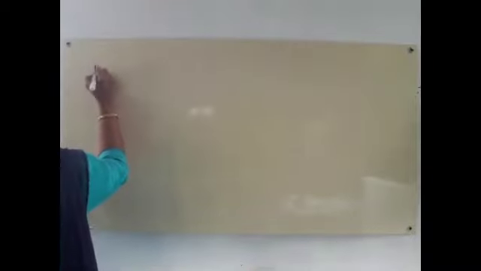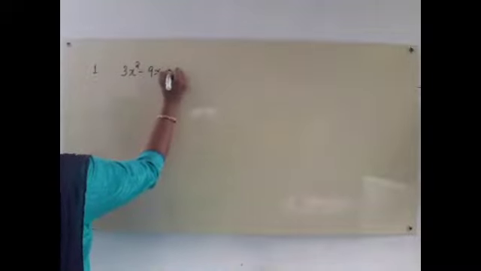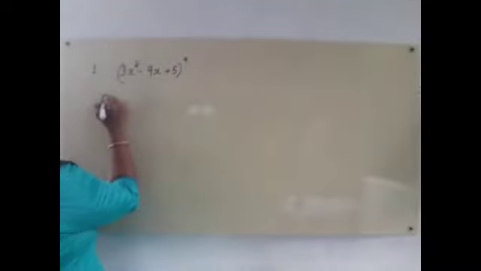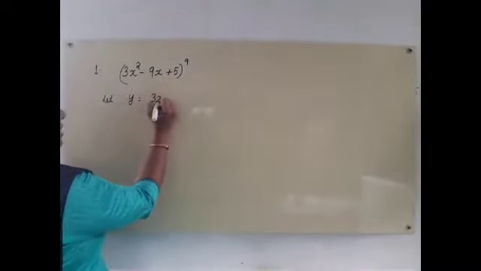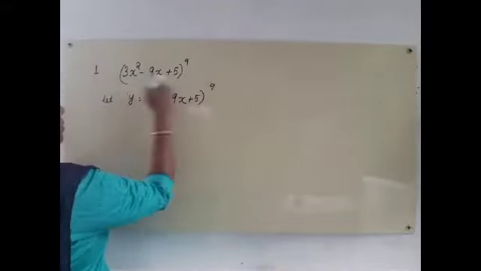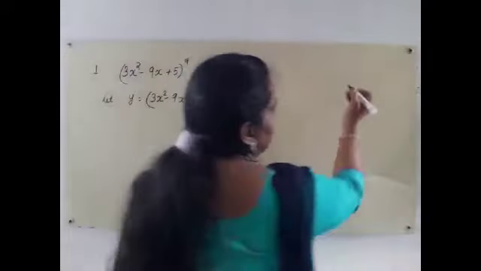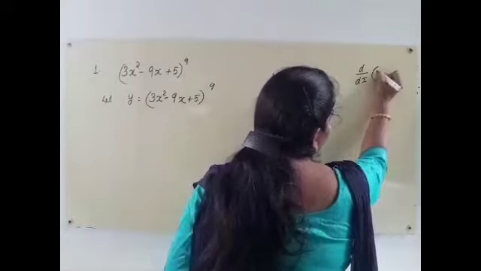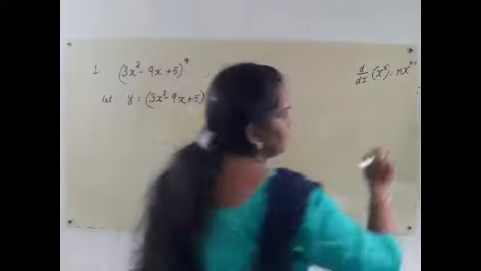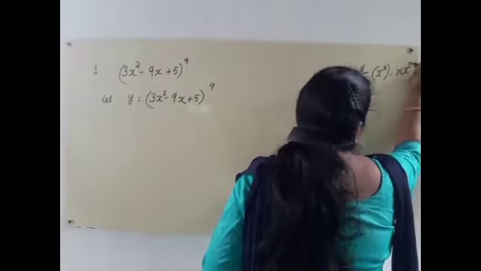First question. Question number 1. (3x square minus 9x plus 5) the whole raised to 9. Let y is equal to (3x square minus 9x plus 5) the whole raised to 9. What is the derivative of x raised to n? d by dx of x raised to n is n x raised to n minus 1.